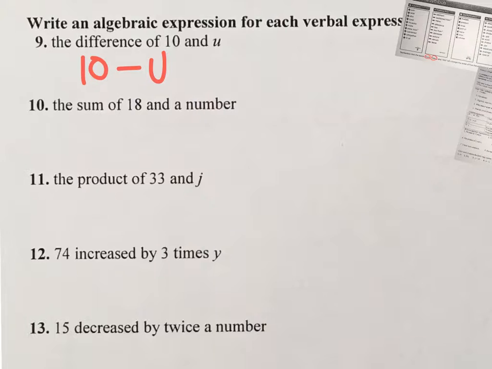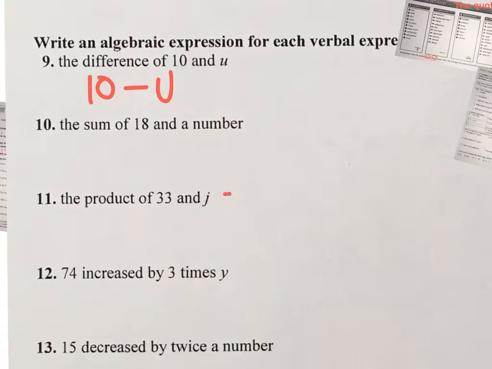So number 11, the product of 33 and J. How easy is that? 33J. Just 33. Yeah, that's it. Just 33 with the J. That's it.